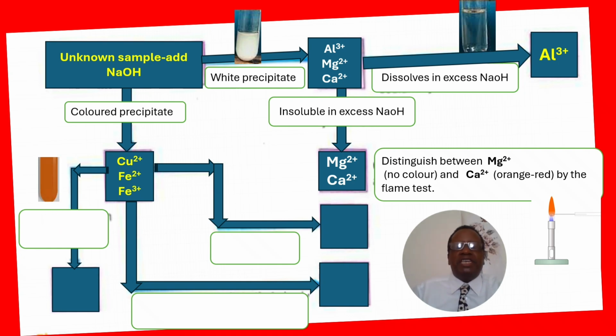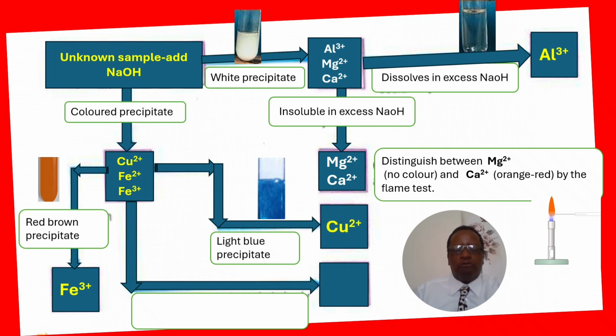If the precipitate is red-brown, then we can confirm that the sample is having iron(III) ions. If the precipitate is blue, then we can confirm that it's copper(II). If it forms a green precipitate, then we can conclude that it's iron(II).